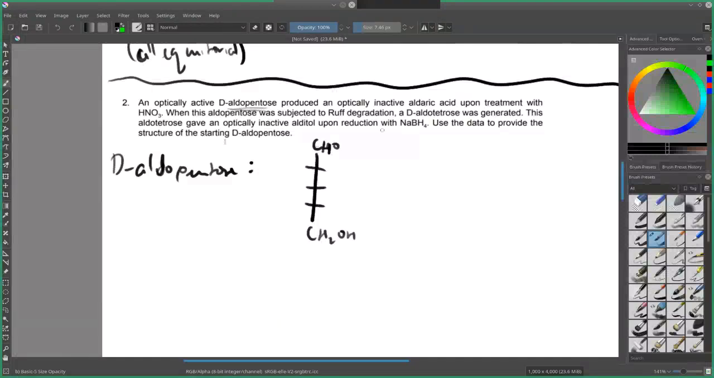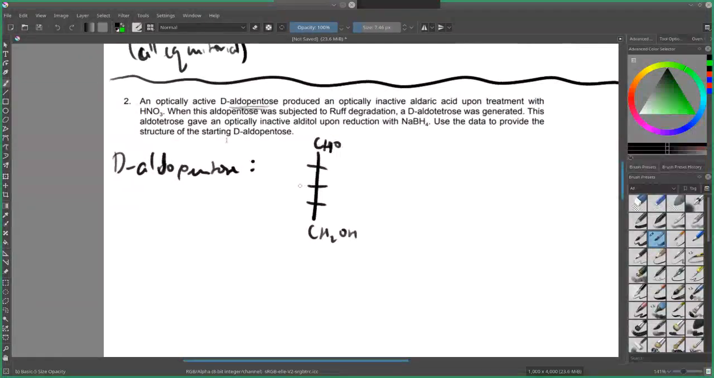Just as a note, I wouldn't worry about the whole naming process of these too much. This whole worksheet is mostly in terms of words, so wherever it uses words, I'll try to show what they're talking about because that's more relevant for us. Okay. So it's like this, and then it's D. Because it's D, we know that over here is an OH on the right.